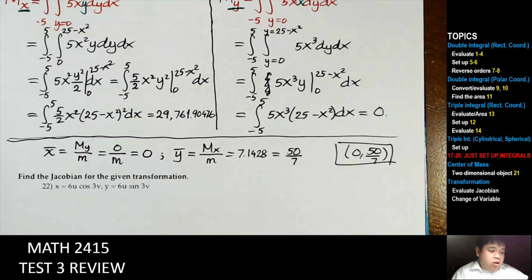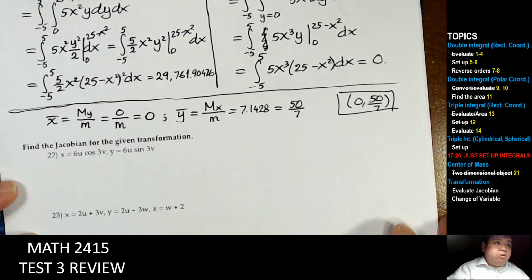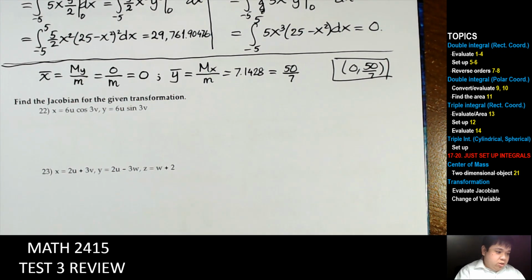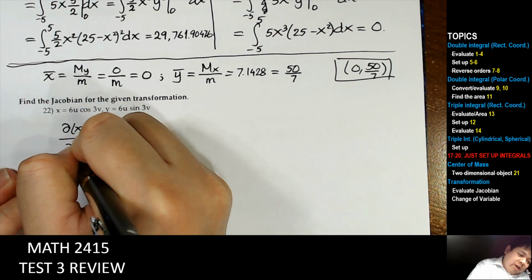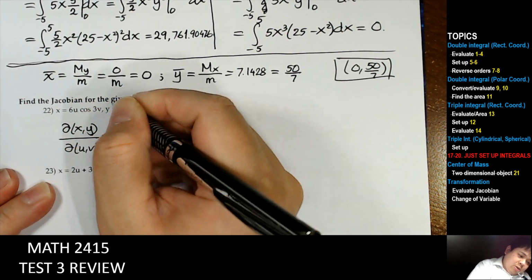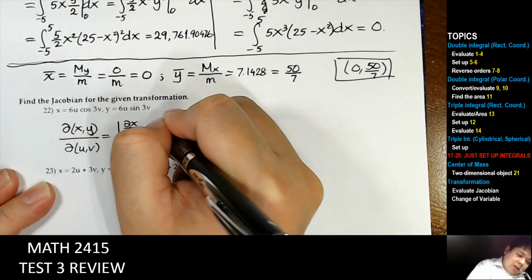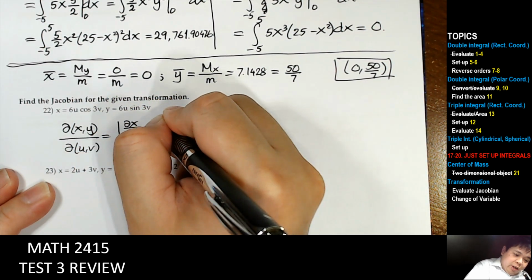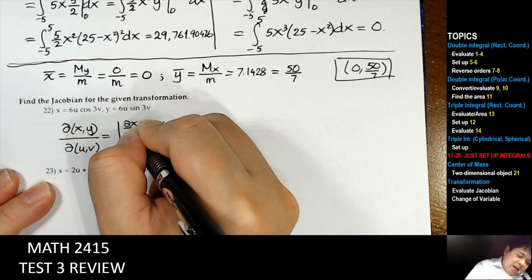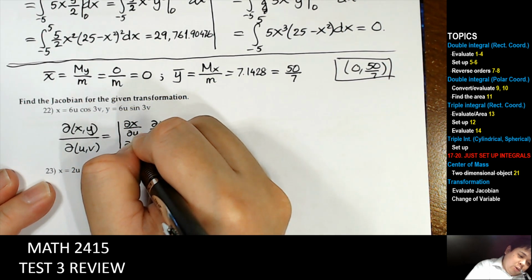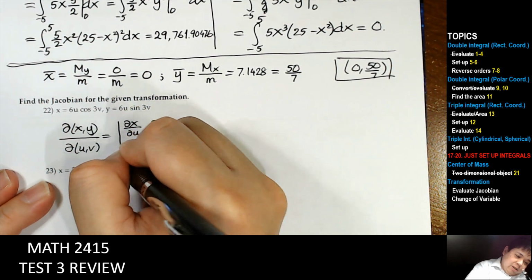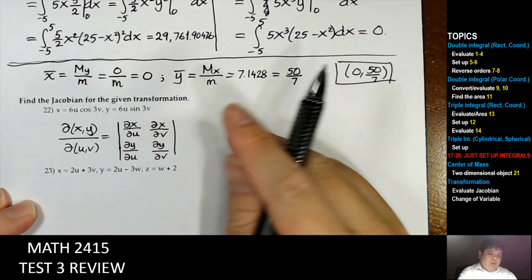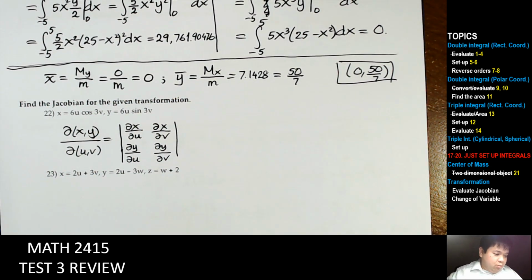Now we go to the last part about transformation. Find the Jacobian for problem 22. The Jacobian is the partial derivative of x, y with respect to u, v. So I'm just going to write partial x partial u, partial x partial v, and then partial y partial u, partial y partial v. You just find the partial derivatives, put them in the determinant, and do that. I'll let you do that problem.